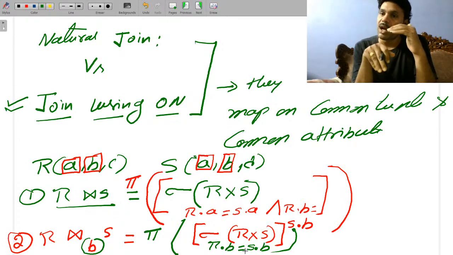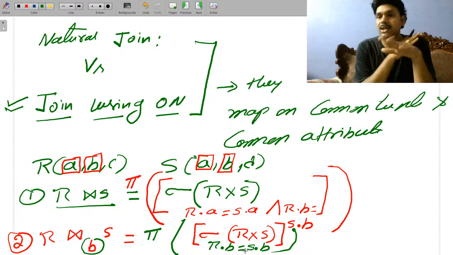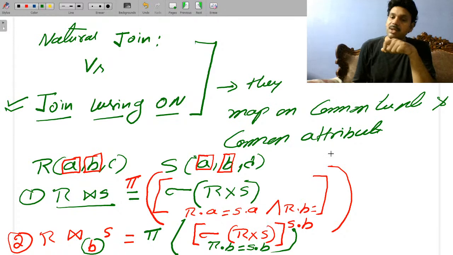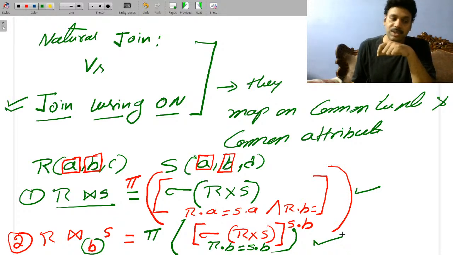So as many common columns as you want, you can write that many using join. And natural join is compulsory: it automatically considers all the common columns. But in join using clause, you have to write manually which common columns you are going to use. Okay, friends. So this is how to implement natural join, and this is how to implement join using clause.